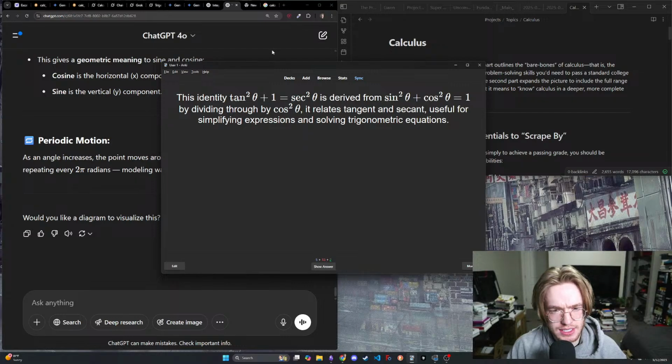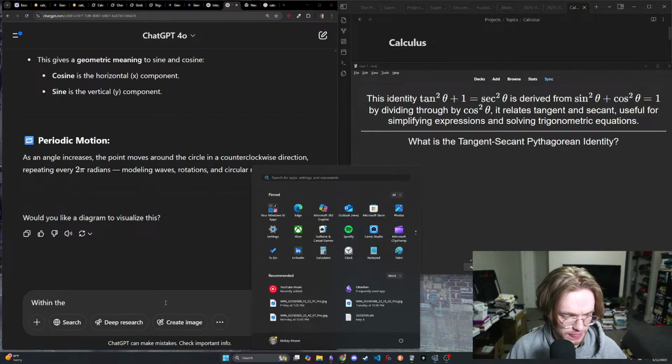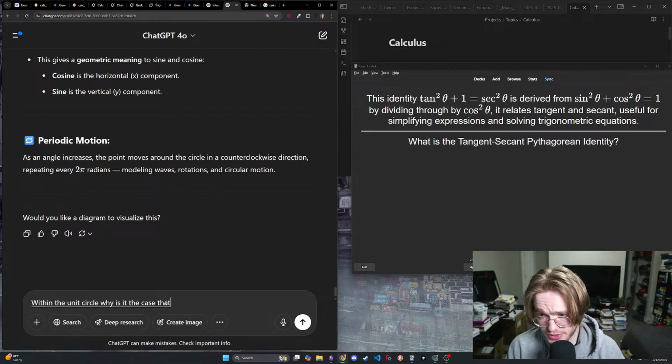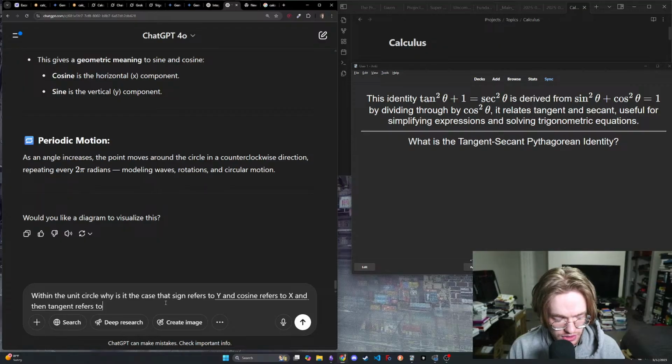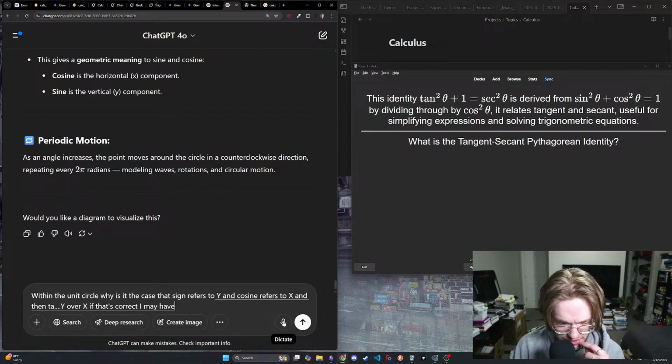This identity, I do have a question regarding the unit circle. Within the unit circle, why is it the case that sine refers to y and cosine refers to x, and then tangent refers to y over x? If that's correct, I may have mixed something up.